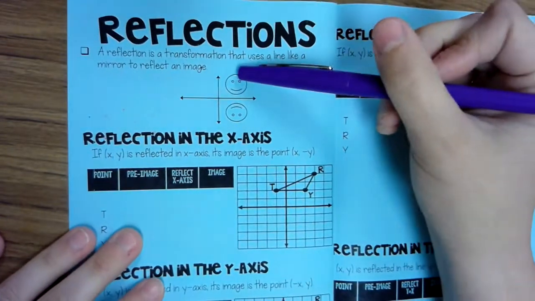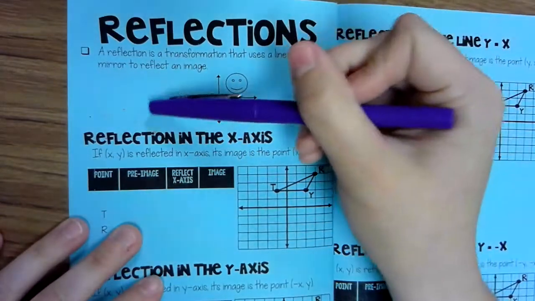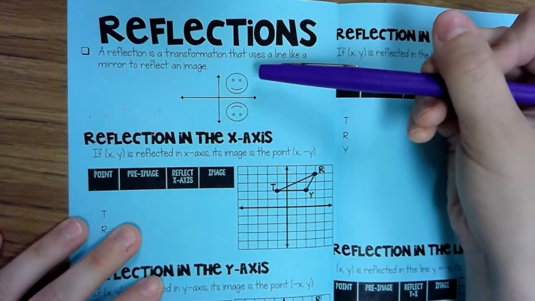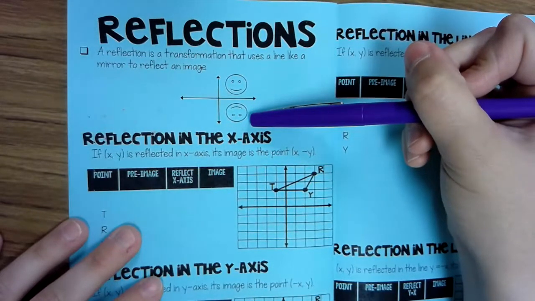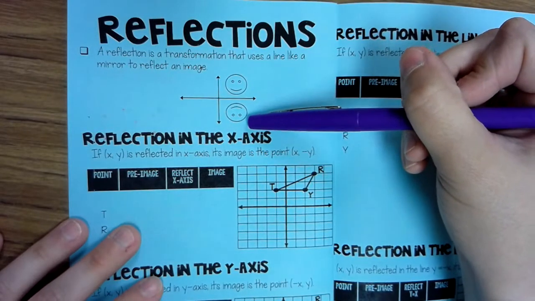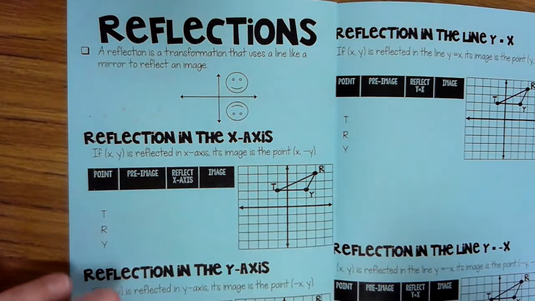So you could say maybe that this smiley face is your pre-image. It was there first. It got reflected over this line, the x-axis. And so it got flipped over. And so now this would be your image. It was there last. Okay, so we're going to do reflections over 4 different lines. And we'll talk about those today.